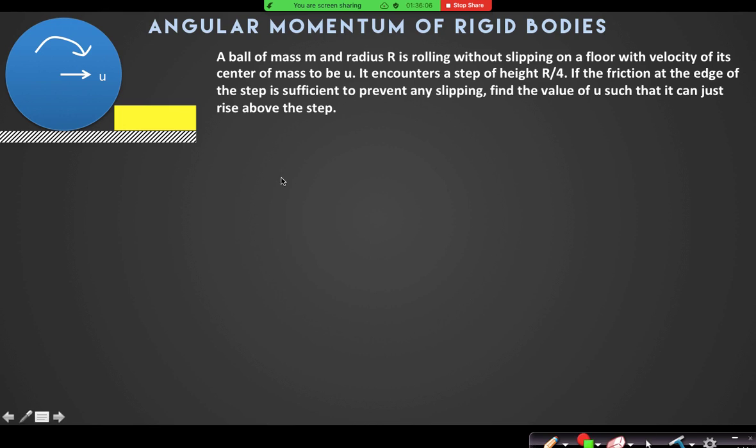How can we solve this question? We can first take the point on the step where it hits, and then consider pure rotation about that point after collision, and then equate the energies. So we first want to know the angular velocity just after the impact. We can definitely conserve angular momentum about this point where it gets hit.